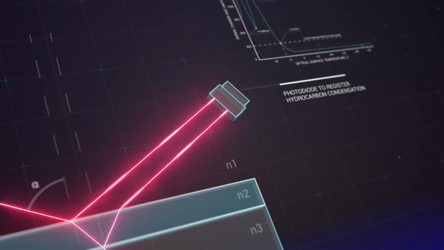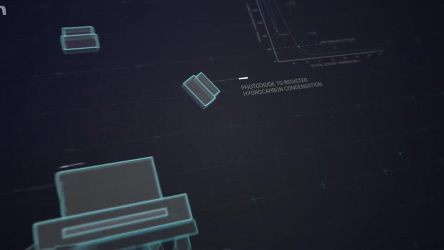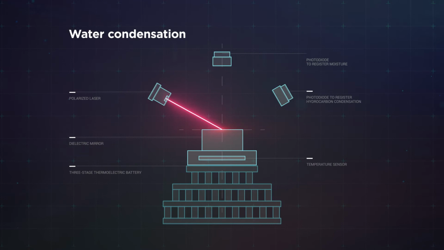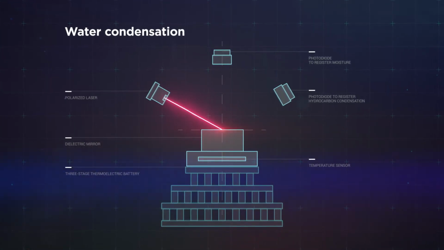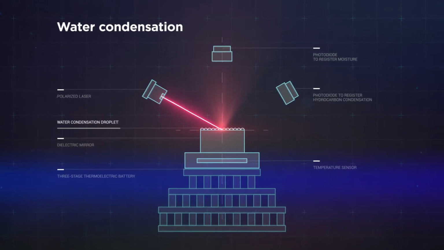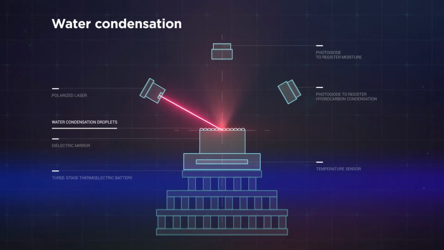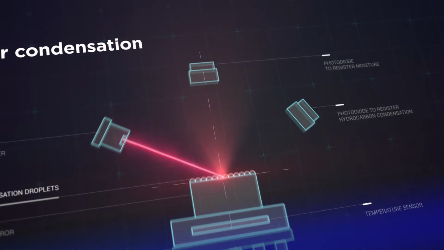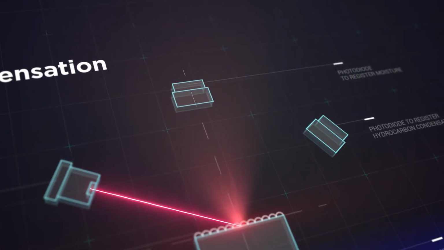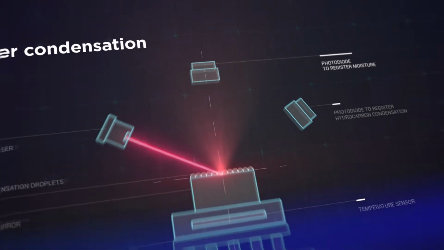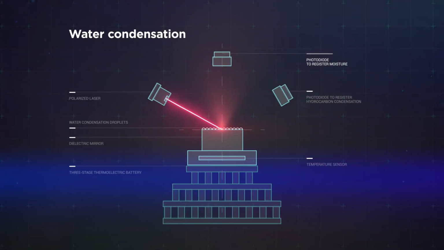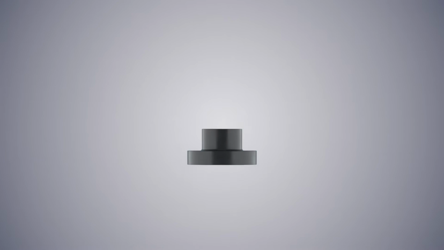The registration of water condensation is slightly different. As the mirror cools, when water droplets begin to form, the light from the laser is scattered. This dispersed light is received by multiple photodetectors, which are positioned at different points around the mirror. The more droplets there are, the more scattered light falls on these photodetectors. The system registers light reaching these photodetectors as water condensation.